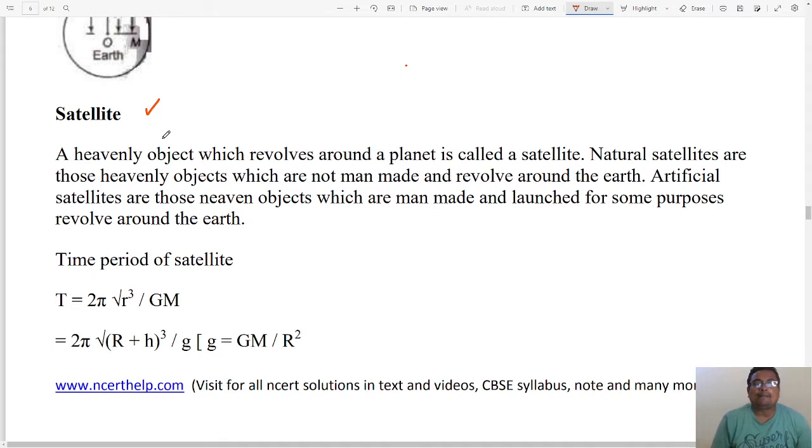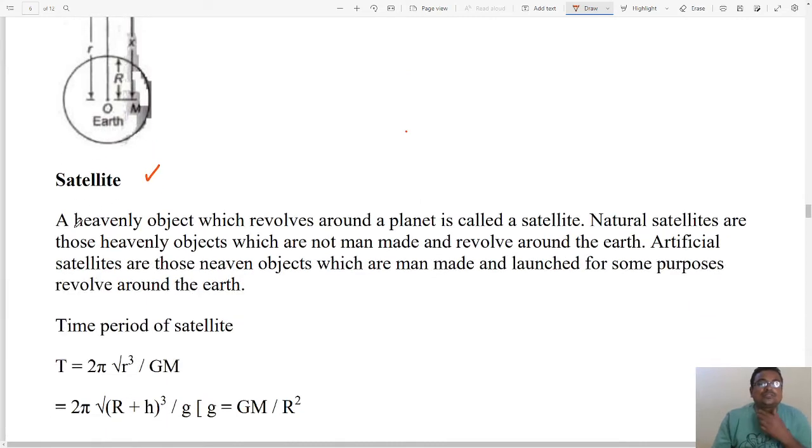NASA and ISRO have sent so many satellites into space. INSAT, the Indian National Satellite, and geostationary satellites, so many satellites they have sent into space. The device that sends the satellite into space is called a rocket. Satellites are of two types, natural and artificial. The Moon is a natural satellite. Other satellites that are man-made and sent to space are called artificial satellites.